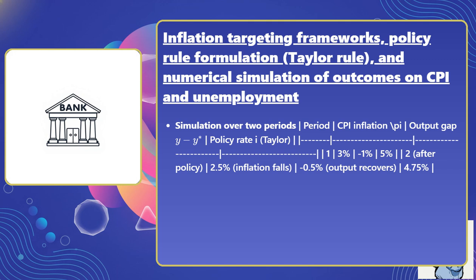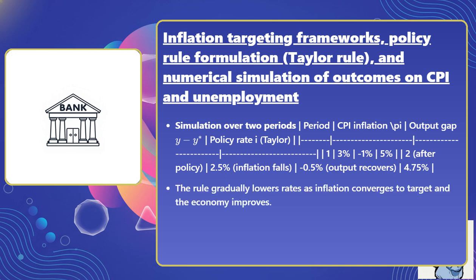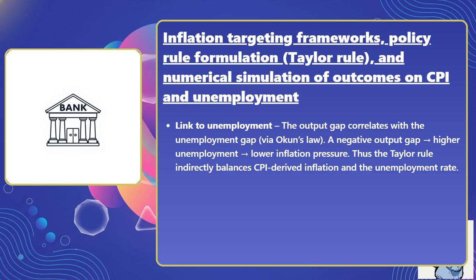Simulation over 2 periods. Period 1: inflation 3%, output gap −1%, policy rate 5%. Period 2, after policy: inflation 2.5%, output gap −0.5%, policy rate 4.75%. The rule gradually lowers rates as inflation converges to target and the economy improves. Linked to unemployment, the output gap correlates with the unemployment gap via Okun's law. A negative output gap leads to higher unemployment, which leads to lower inflation pressure. Thus, the Taylor rule indirectly balances CPI-derived inflation and the unemployment rate.